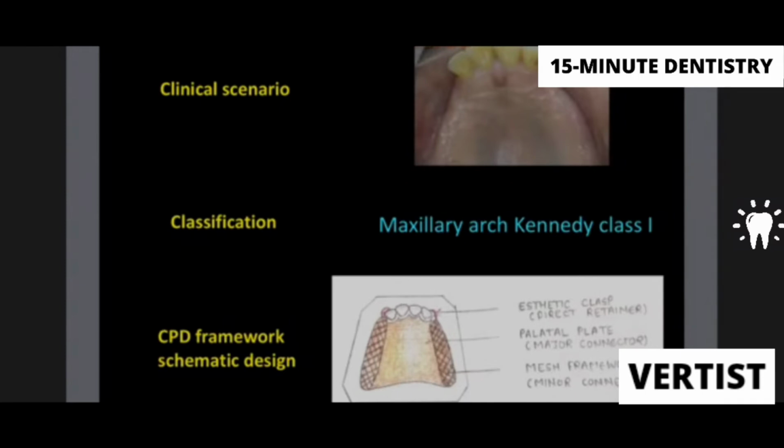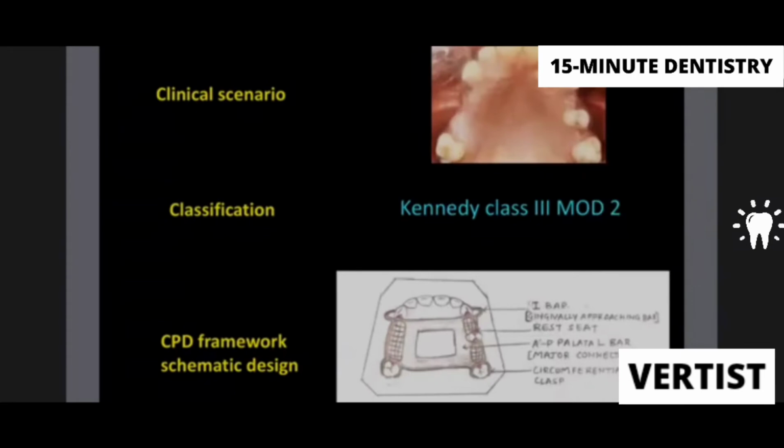this clinical picture here. It's a class 3 modification 2. You have a pier abutment in the center here on the premolar on this side. So this is your pier abutment. Okay, this is your class 3 modification 2 areas.